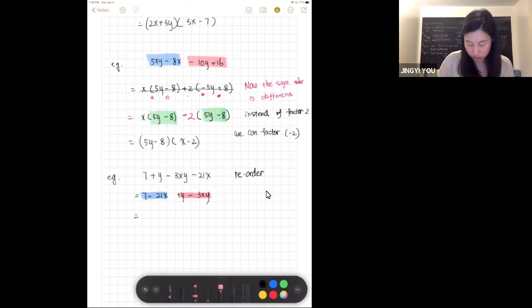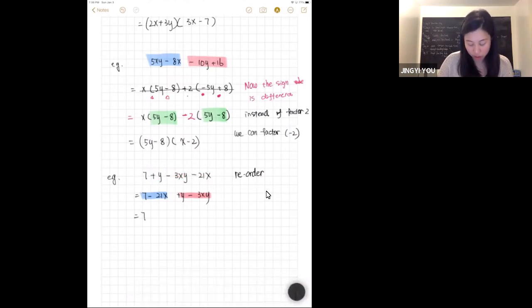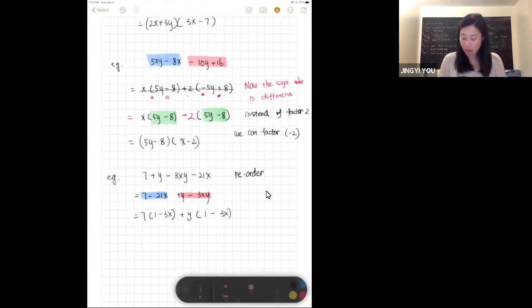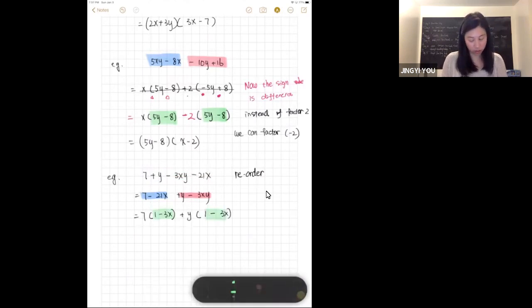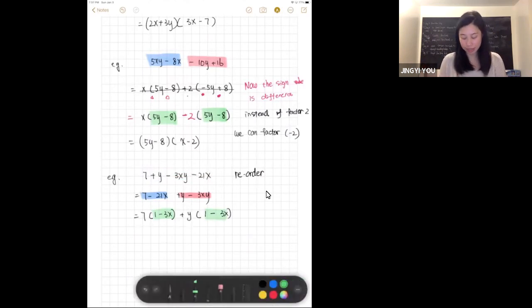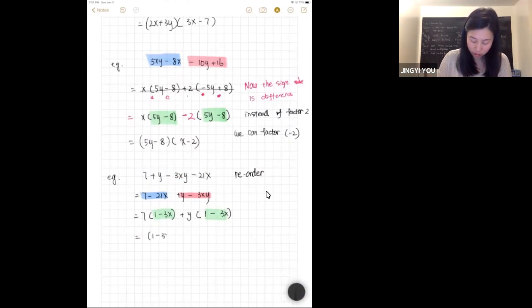Okay, so the blue group has a common factor 7. So what remains is 1 minus 3x. For the red group, they have a common factor y. So what remains? y divided by y is 1. Negative 3xy divided by y, I have negative 3x. Now we get what we want. They have a common factor, 1 minus 3x. So now we can factor this part out. 1 minus 3x, what remains is 7 plus y. Ta-da! Here we are.